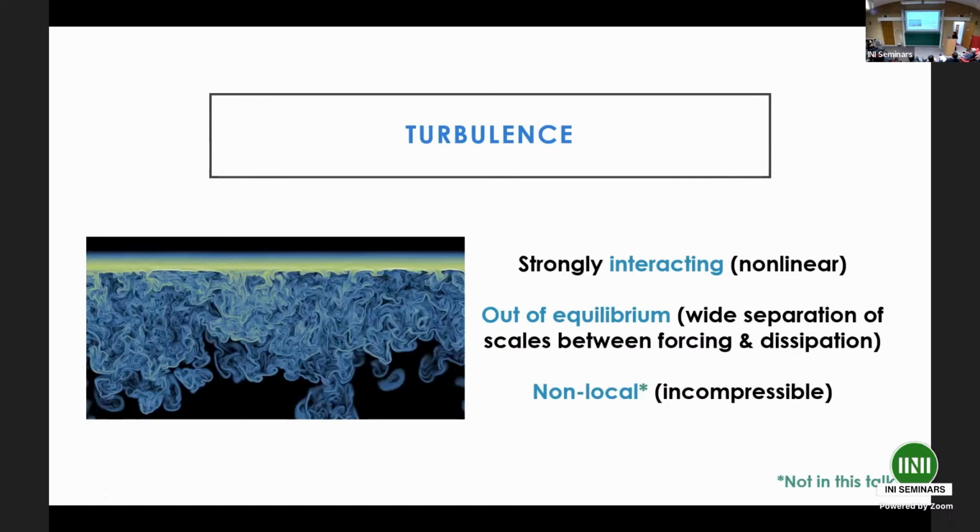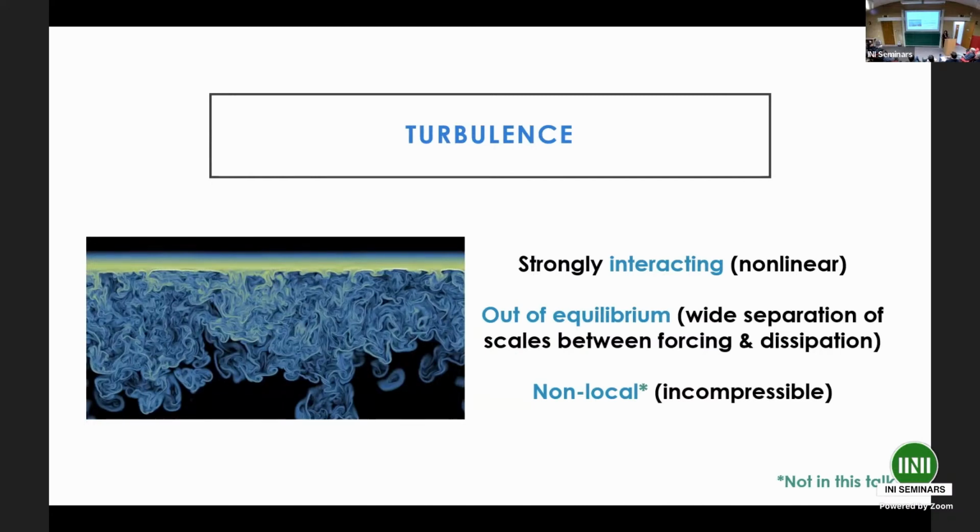Okay, I guess everybody knows what we're talking about when we say turbulence and why it's difficult, because it's strongly interacting or highly nonlinear. It's out of equilibrium, meaning that the scale where you inject energy is not the same scale where energy gets dissipated. And then there is another complication, which is that we usually talk about incompressible fluids. That means that things are highly non-local, right? Because if we have a perturbation, we are thinking about the sound waves as acting immediately to equilibrate the flow. So this means that it's non-local.